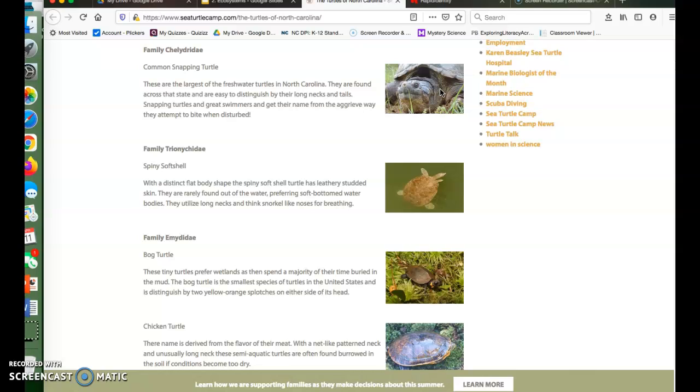So my key takeaway here is don't disturb a snapping turtle because they do have quite a powerful bite, probably strong enough to bite off your finger, and definitely it would hurt if they got you. So don't mess around with a snapping turtle.